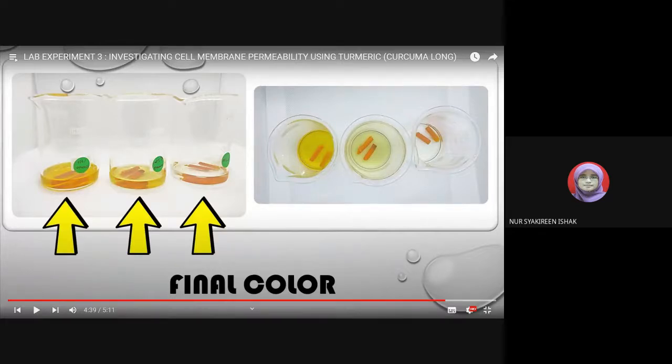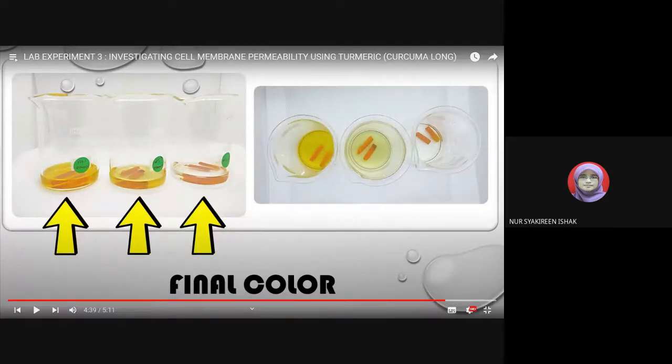But if you immerse it in a very concentrated ethanol, which is 100%, it gives a very bright yellow color. So it shows that many of the membranes have been broken down by the ethanol, releasing the pigment into the solution and causing the solution to turn an intense, bright yellow color.